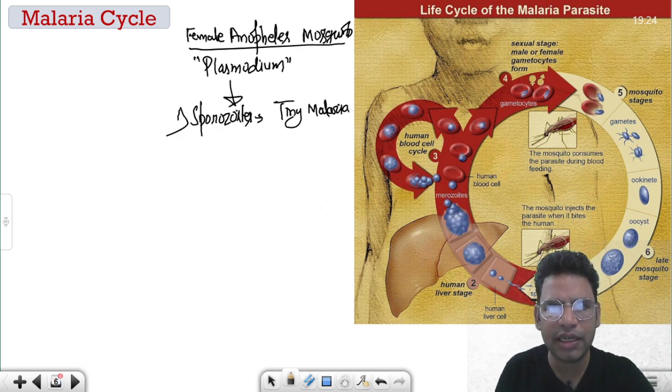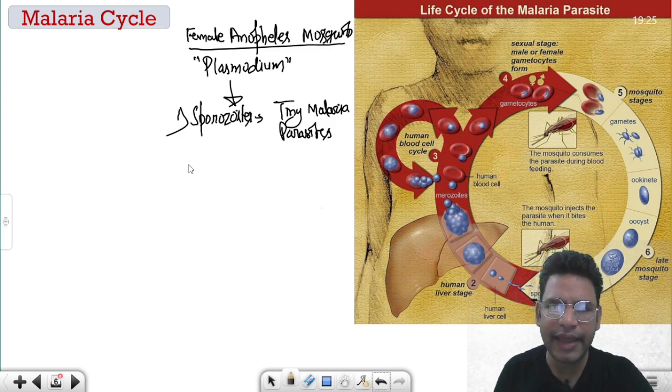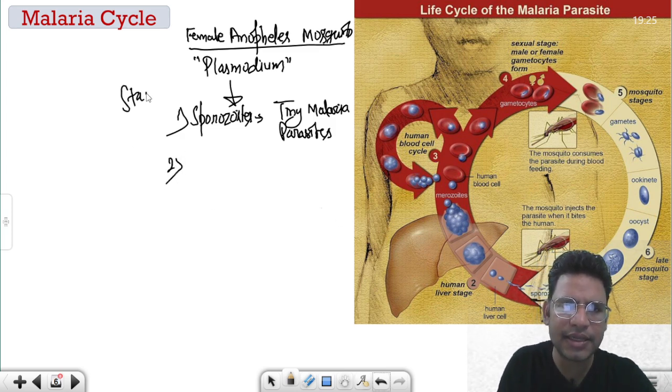They are basically tiny malaria parasites. They are motile, right? What does that mean? They are active. They are the motile and infective form of the parasites of Plasmodium. Then the second stage, these are the stages, right? The second stage, this one is the bloodstream one.